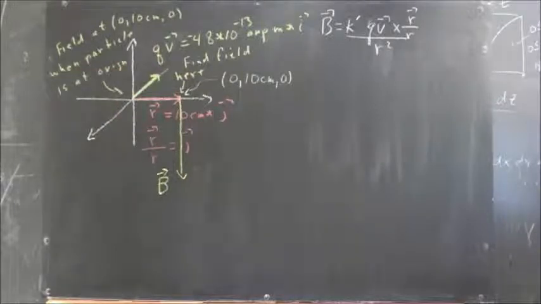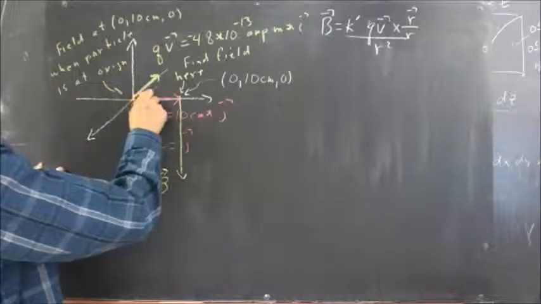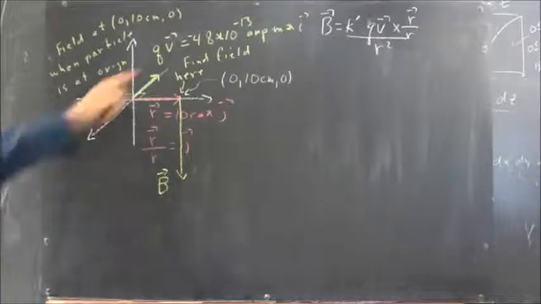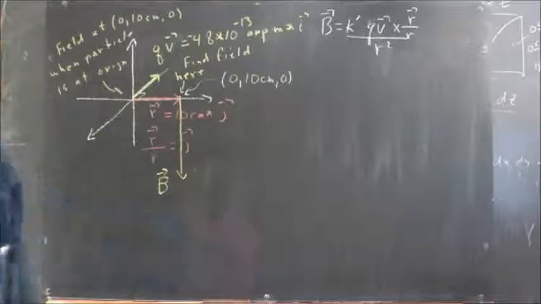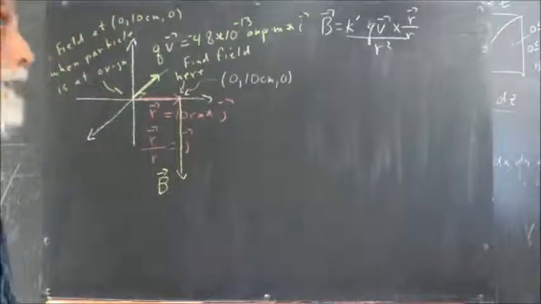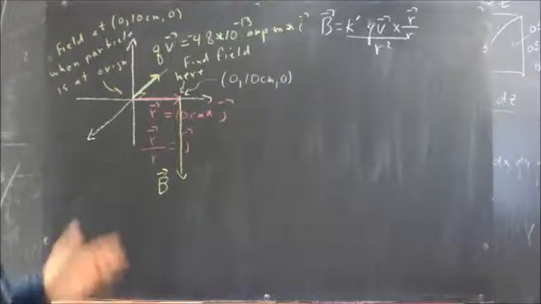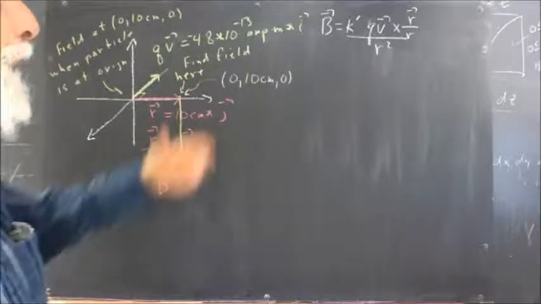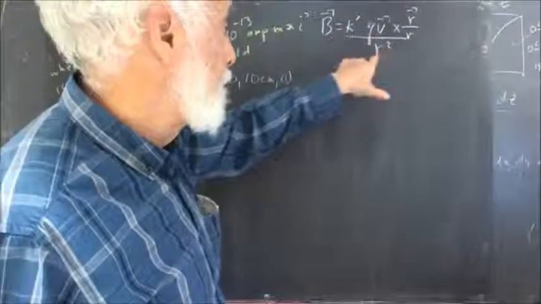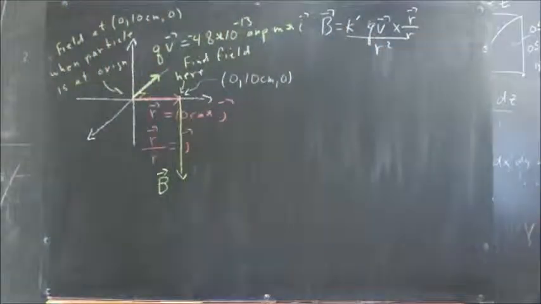And of course we have a convenient situation here where we've got a right angle between the QV vector and the R vector. And since we're taking a cross product, that's going to be very handy. We're not going to have to worry about a sine of theta. It's going to be 1. So we're just going to find the magnitude by multiplying all these magnitudes and dividing by r squared here.